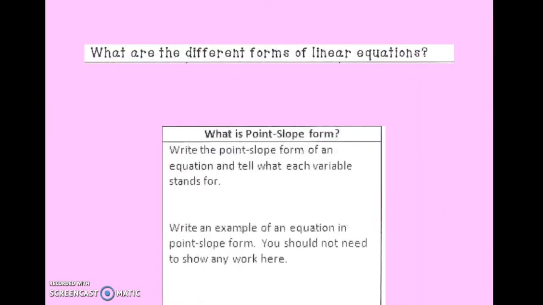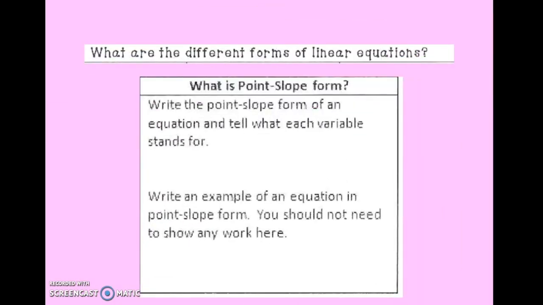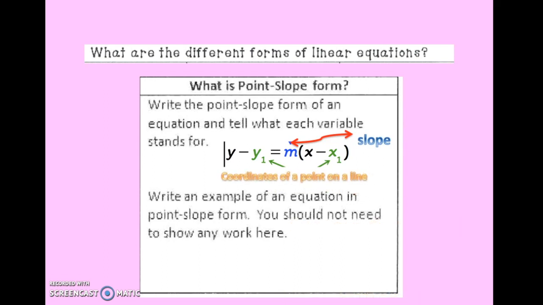Lastly, we have point slope form. Point slope form is y minus y1 is equal to m times (x minus x1). Let's label each part. M is my slope. My x1 and y1 are coordinates of a point on my line. An example, y minus 4 is equal to 1/3 times (x minus 12).